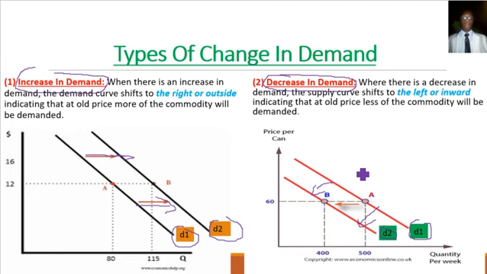So that is the difference between these two related but different concepts, which are change in quantity demanded and change in demand. Under change in quantity demanded, you don't have to draw a new demand curve. The changes will happen along the same demand curve. But under change in demand, a new demand curve has to be drawn, as you can see from D1 to D2, from D2 to D1.